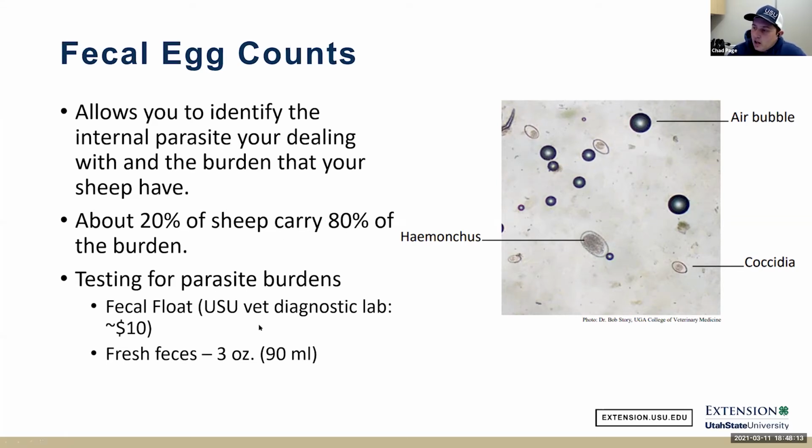So in Utah, our vet diagnostic lab does this fecal float to count these eggs for about $10. So you could sub-sample a bunch of ewes in your flock and send it off to see what kind of parasite you're dealing with. I'm sure Arizona has a very similar setup, and if we wanted to type that in the chat for people to reference, that would be great. And it really only requires a small amount of feces, about 3 ounces or so.